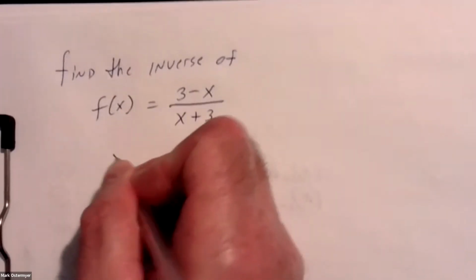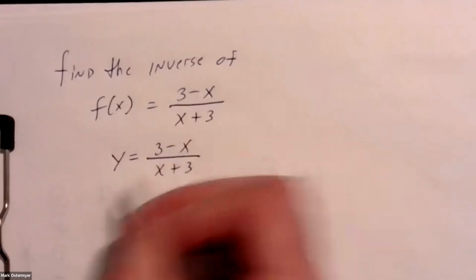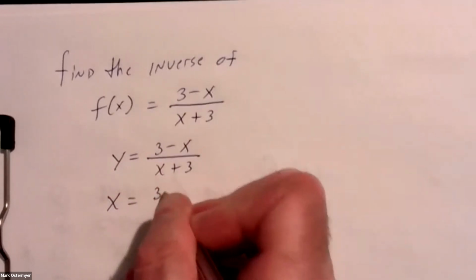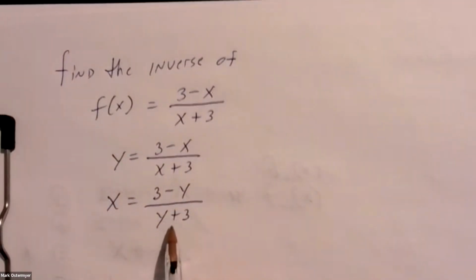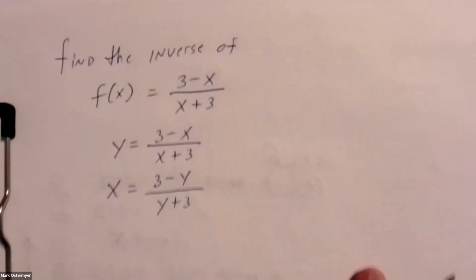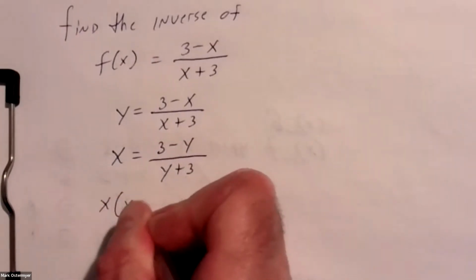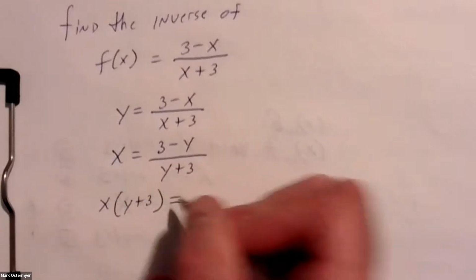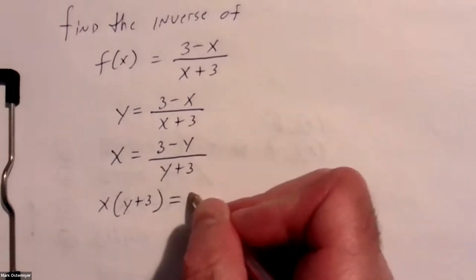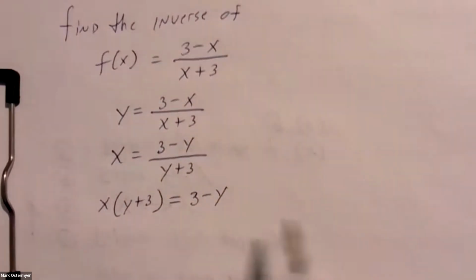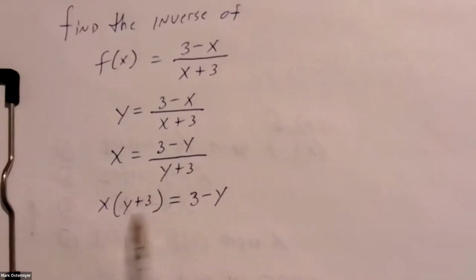First, we replace f of x with y. Then we swap x and y. Y becomes x, x becomes y. Now we have to solve this for y. To do so, I'm going to multiply both sides by y plus 3 to get rid of the fraction on the right. If I multiply the right side of this equation by y plus 3, the y plus 3's would cancel out, leaving me with 3 minus y. Do you understand how I went from here to here? I multiply both sides of this by y plus 3.